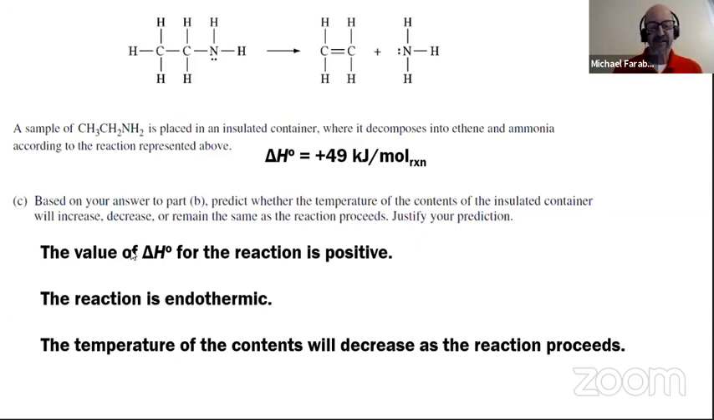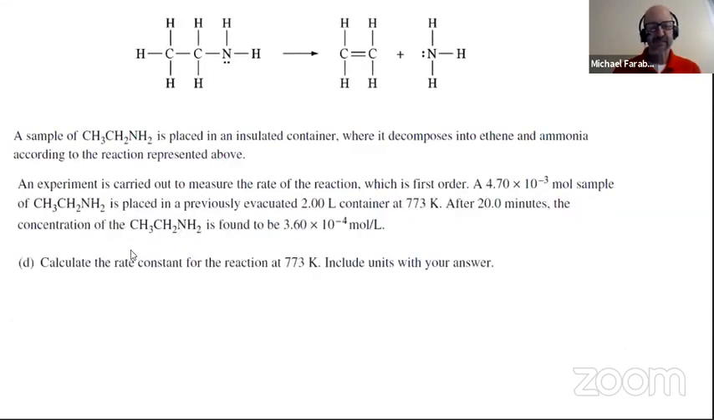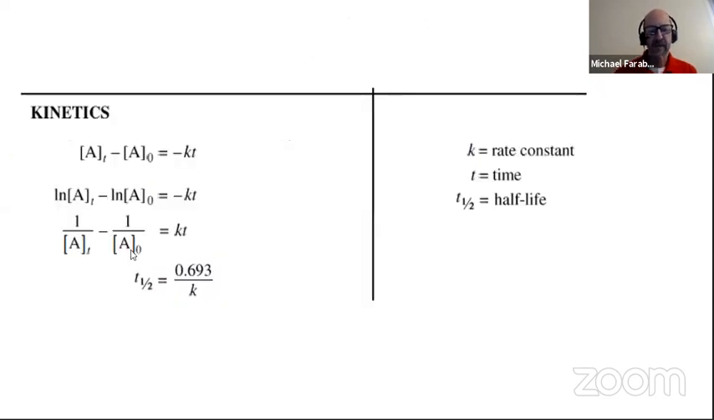All right, so we talked about the temperature goes down, it's endothermic, and now on to part D. This has to do with rate of reaction. So we are told that an experiment is carried out to measure the rate of the reaction, which is first order. They give us information about moles of this chemical. They talk about after 20 minutes, there's a new concentration, calculate the rate constant. You should know, and again, I mentioned this before, we have the AP equations and constant sheet. You should know that there are several equations.